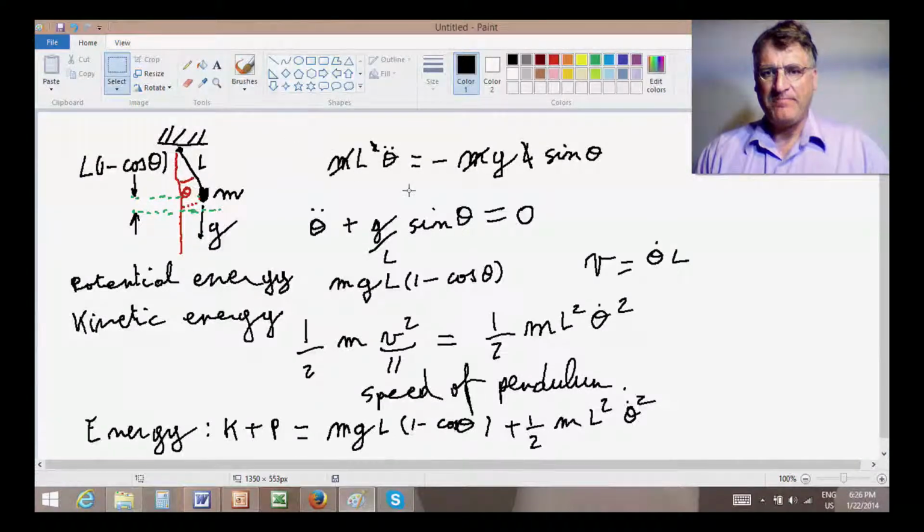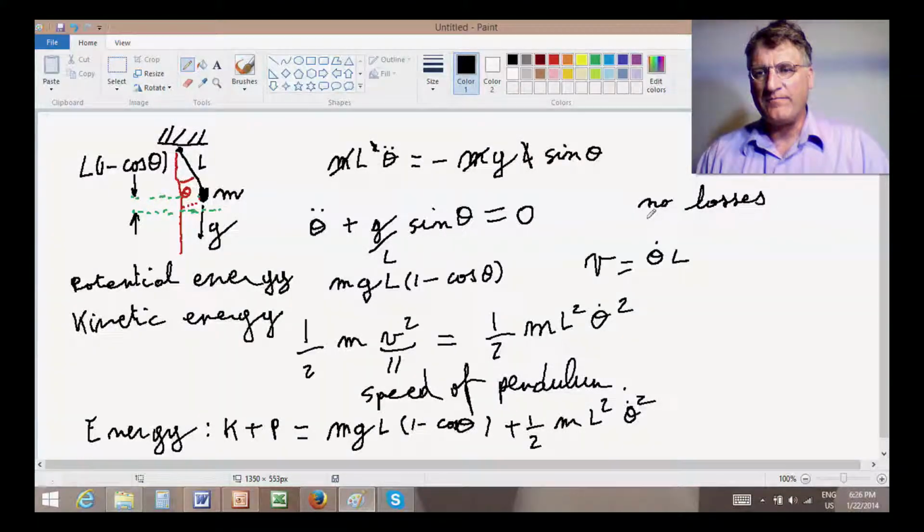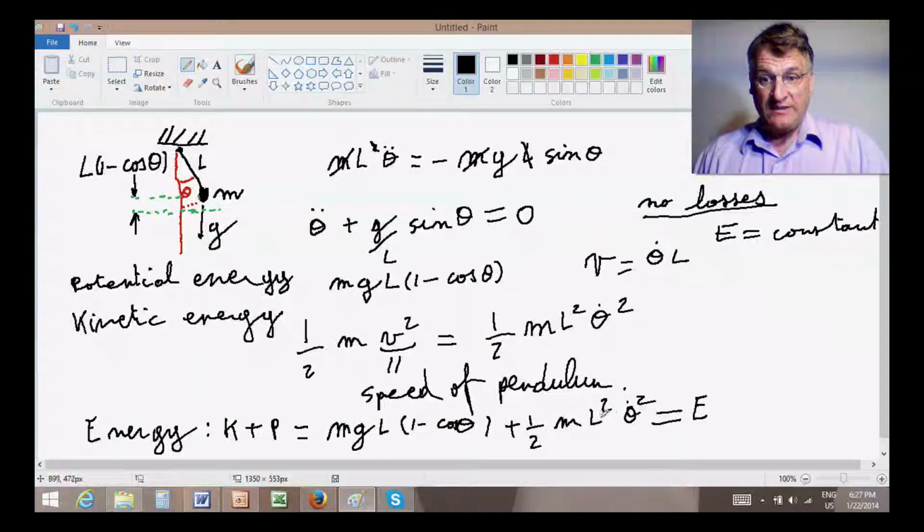We can see that as the pendulum swings around, we have no losses. There is no drag, nothing like that. Therefore, we should have that the energy E is constant. Let us prove this by taking the derivative of E.